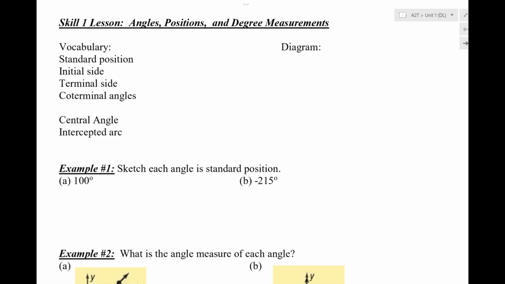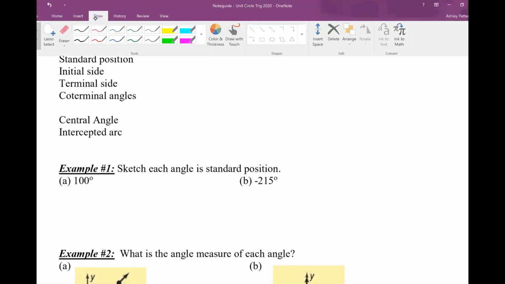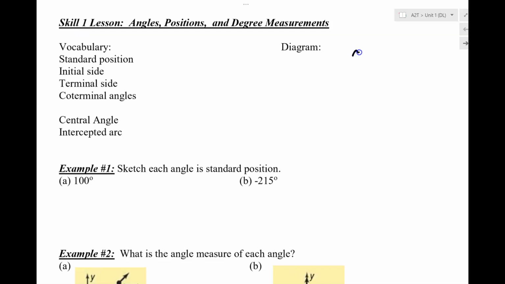All right, so skill 1, we're talking about angles, positions, and degree measurements. Now there's a bunch of vocabulary that we need to be comfortable with and familiar with. First, let's draw a diagram of what our axes are going to look like. So here's my y-axis, and here's my x-axis.